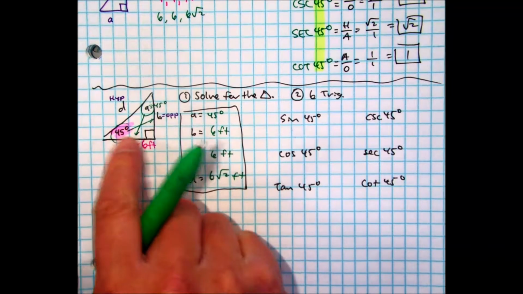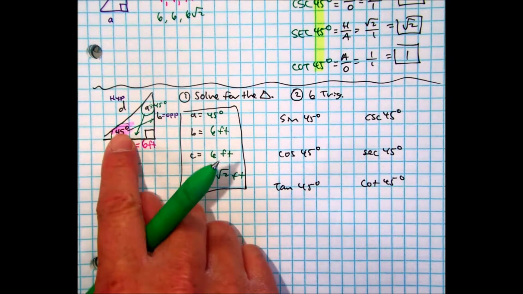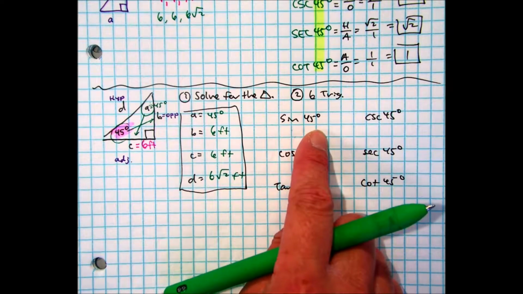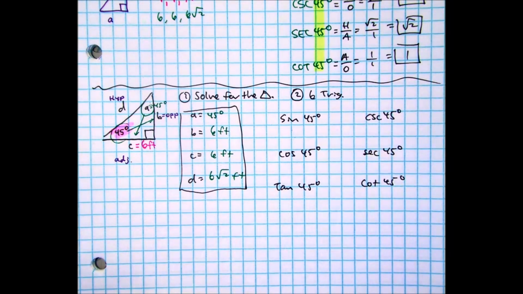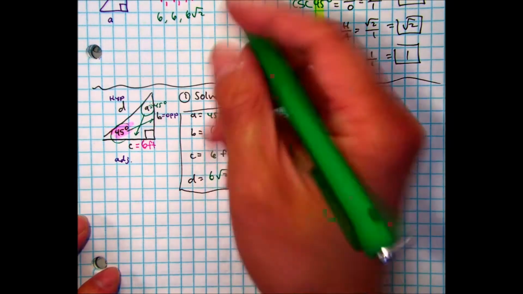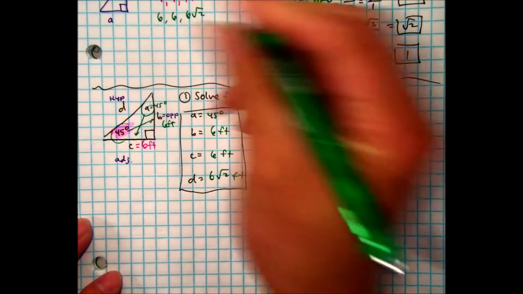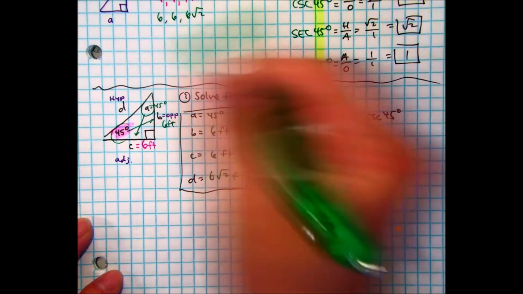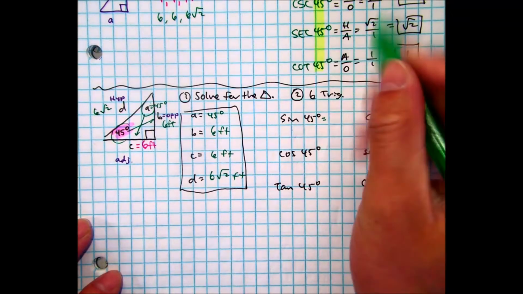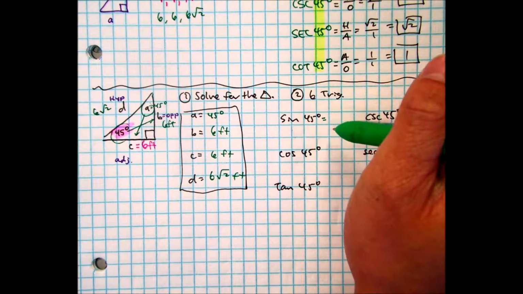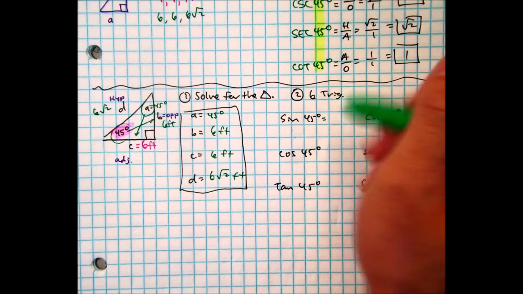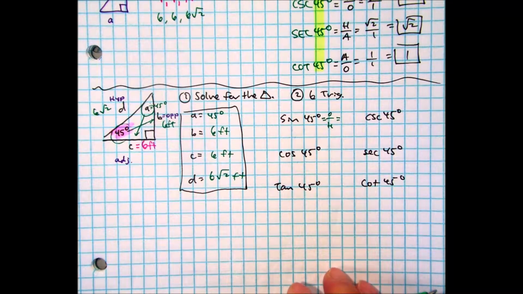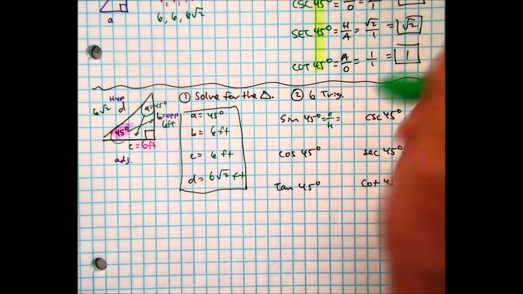Okay, so I highlighted this 45-degree angle to be my starting point, my reference angle here. And so sine of 45, Sabrina, what did you get? What is sine? Which two sides? What is the opposite side? And then the hypotenuse?